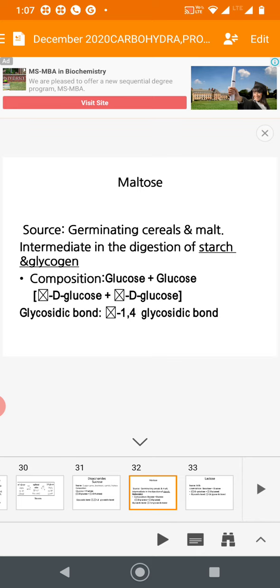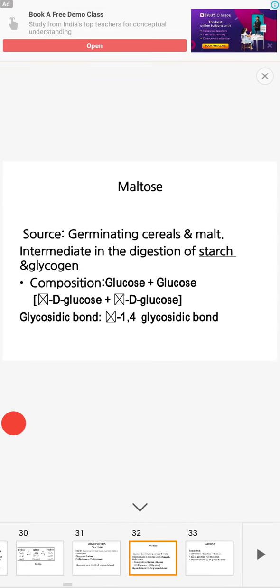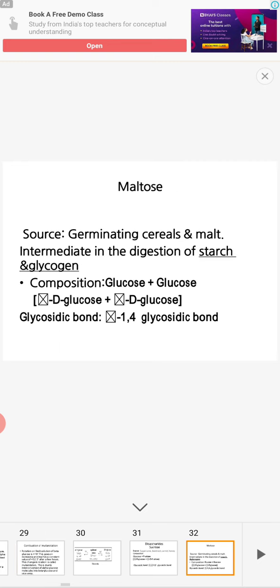Something is not visible there, that is alpha D glucose. Both sides are alpha D glucose, both are the same in maltose. Alpha D glucose plus alpha D glucose, so the linkage is alpha 1,4 glycosidic linkage. In this slide, the last sentence: glycosidic linkage in maltose is alpha 1,4 glycosidic linkage.